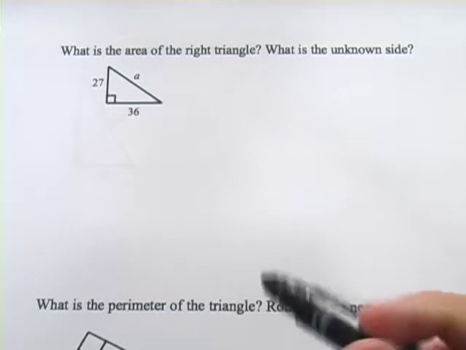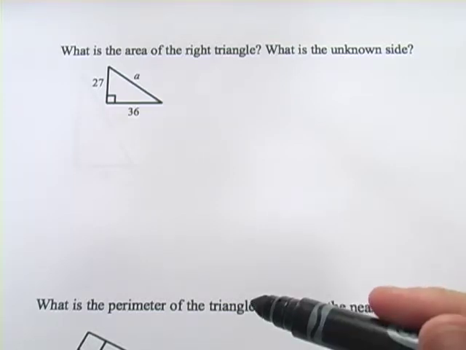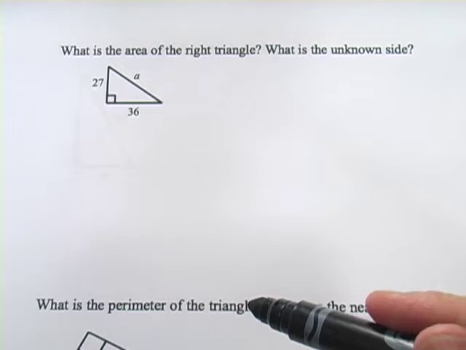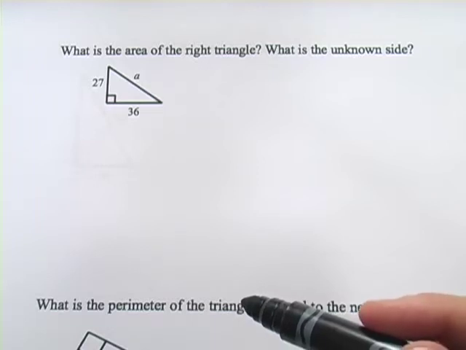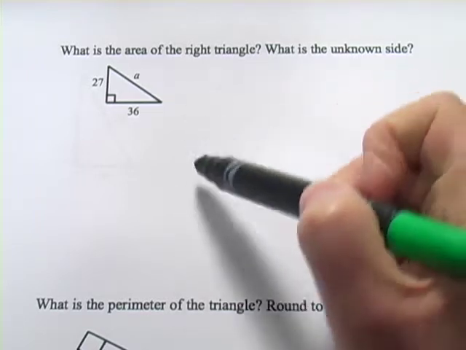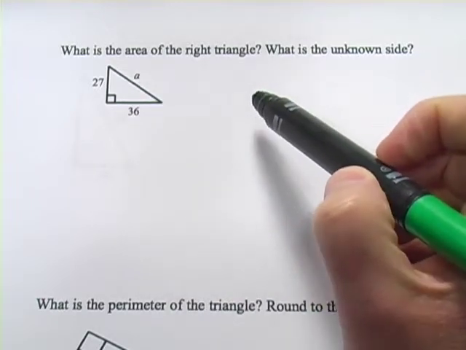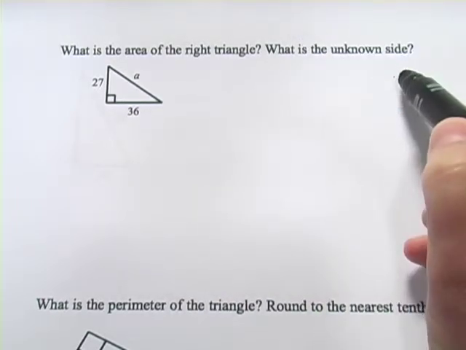In these problems, we're dealing with triangles. We're finding areas, and we're also using something called the Pythagorean Theorem to find sides in right triangles. The first question here says, what is the area of the right triangle and what is the unknown side?